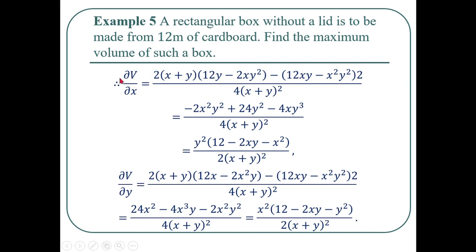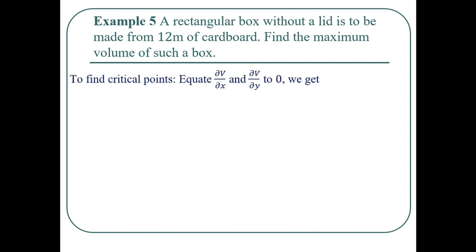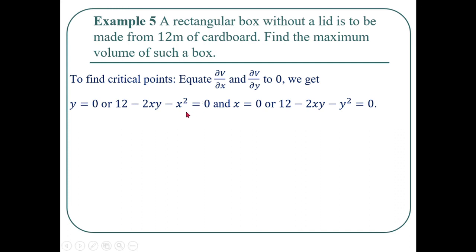Now to find the critical points, you have to equate both these first order partial derivatives with 0, and you will get y square times (12 minus 2xy minus x square) is equal to 0, and x square times (12 minus 2xy minus y square) is equal to 0. But the product is equal to 0 if and only if at least one of them is 0. So we will get either y is equal to 0 or 12 minus 2xy minus x square is equal to 0, and either x is equal to 0 or 12 minus 2xy minus y square is equal to 0. So the first pair, we will get x is equal to 0, y is equal to 0.